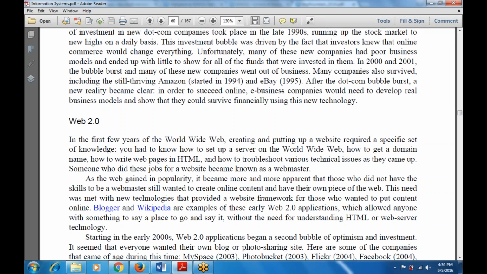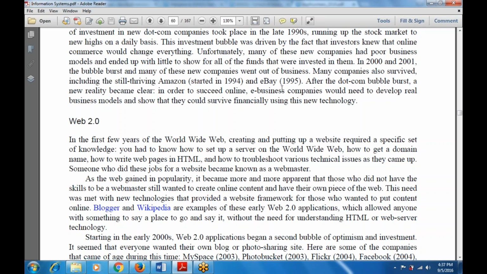Now, blogs and Wikipedia are some examples of these Web 2.0 applications, which allowed anyone with somewhere to go and say something to say it without needing to understand HTML or web server technologies.